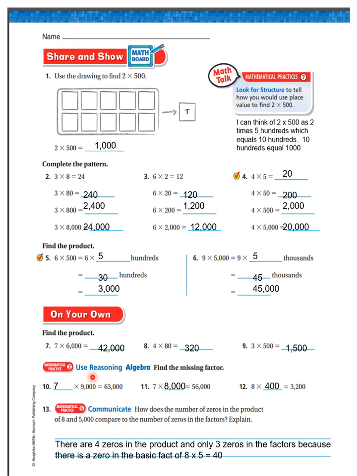Use reasoning. Fill in the missing factor. What number times 9 equals 63? Let me go over this again.